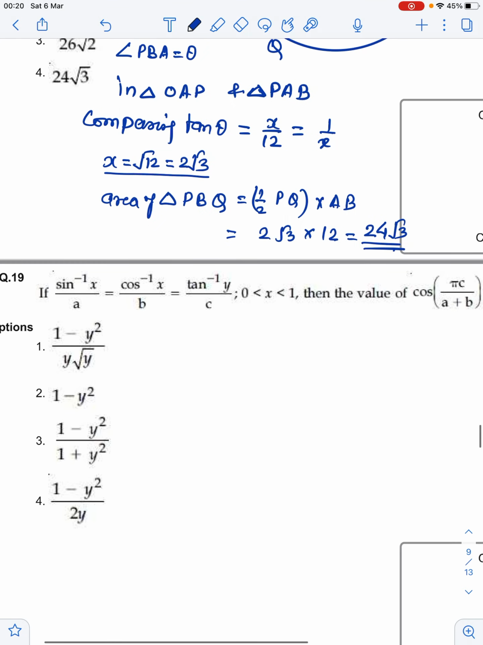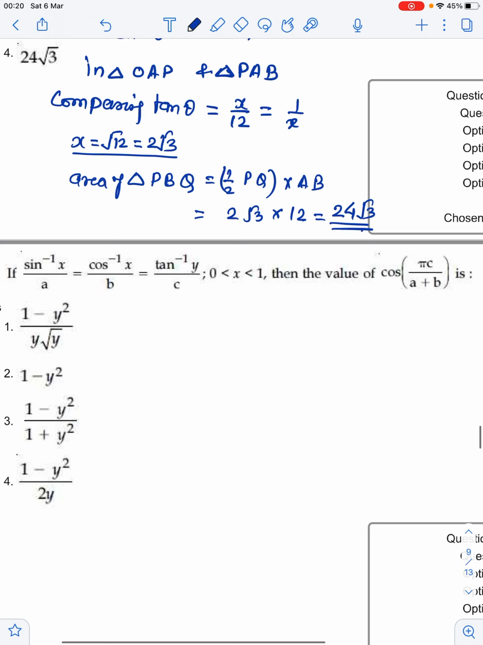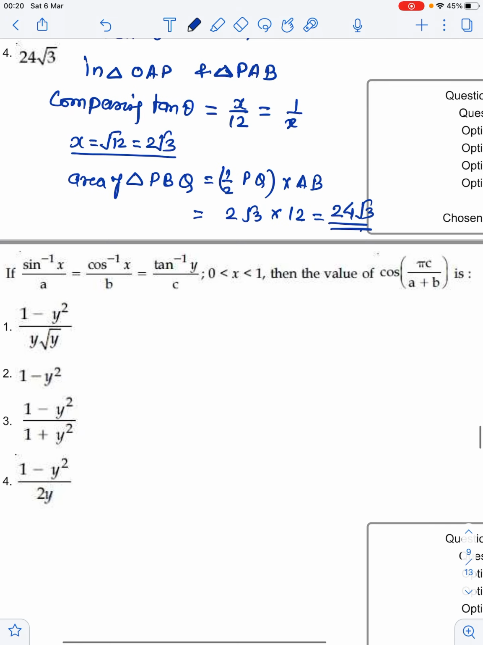Question number 19. Sin inverse x by A is equal to cos inverse x by B and tan inverse x by C. They are in proportion. So let us say they are equal to any number k. Now cos of pi C by A plus B, because here also C and AB are in the ratio. So directly we can put the values.